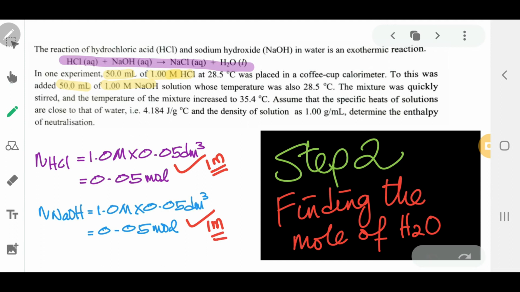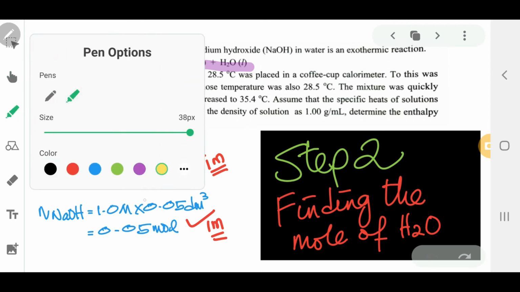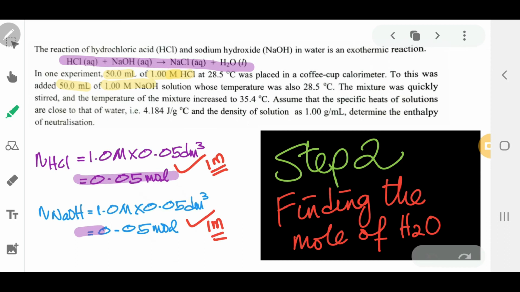So which one of these two species would be the limiting reactant? Since the ratio from acid to base is 1:1, you can directly compare the number of mole over here. Since they have the same number of mole, both will be the limiting reactant. So the limiting value would be equal to this. Okay, so that is the limiting value. Both of them will be the limiting reactant.